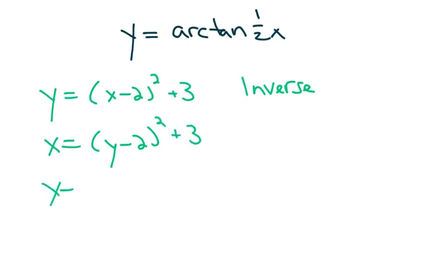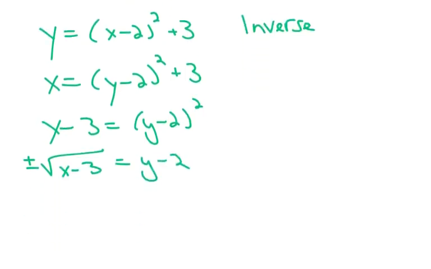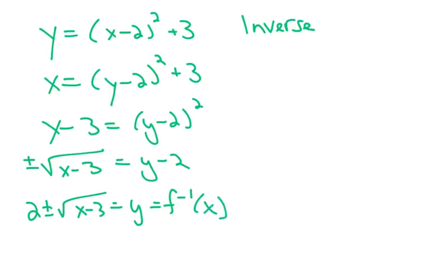So you would subtract 3, and then you would square root the other side, and then you would add 2. And then this would be the equation of the inverse, and we would denote that in this notation. That's not f to the negative first power, that's f inverse.